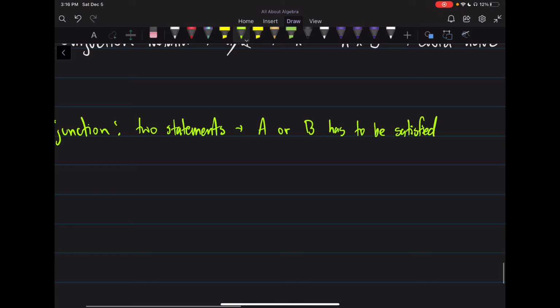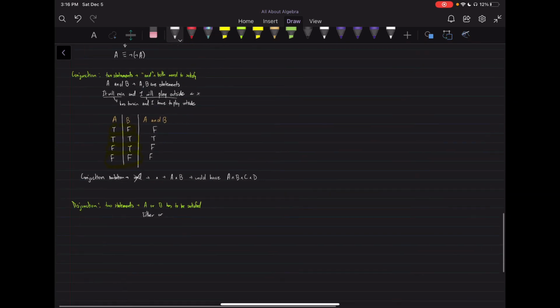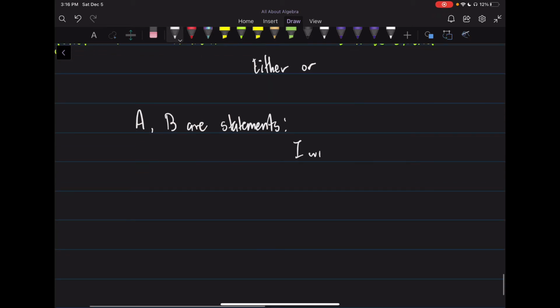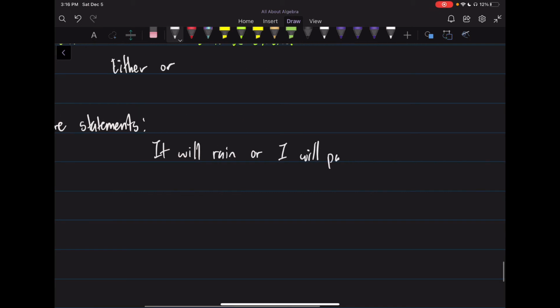So what does this mean? This means either or. So let's consider our example again. Let's say A and B are statements, and let's say our old statement, except this time it's or. It will rain or I will play outside.